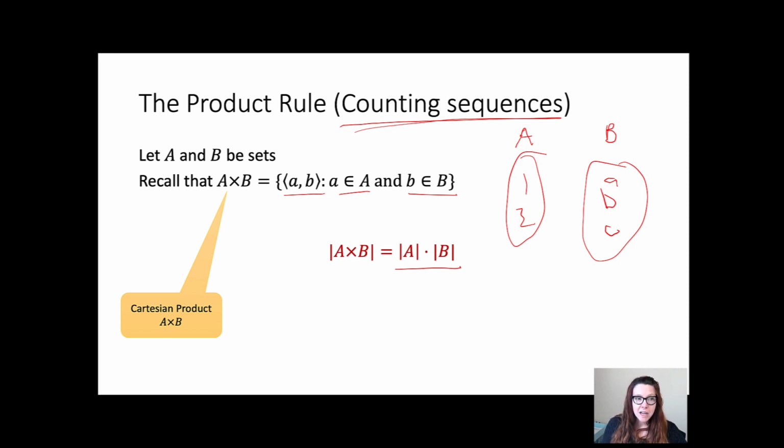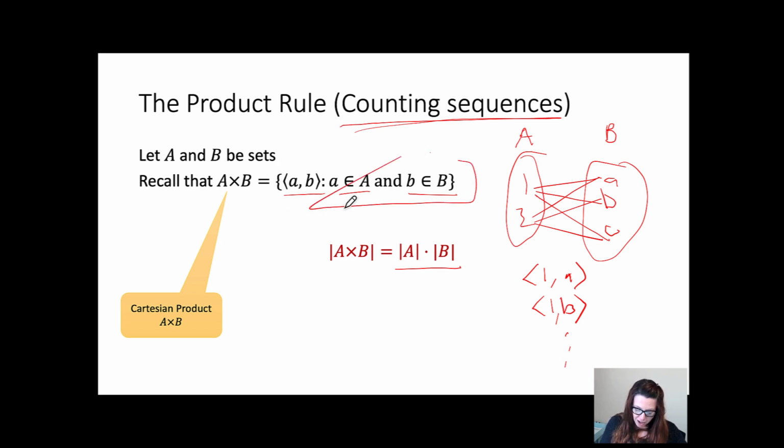Then what happens if we're creating this set? Then we're going to find every mapping. The Cartesian product, you'll remember, is every possible combination of elements from set 1 with elements from set 2. So 1A, 1B, 1C, 2A, 2B, 2C. Those would all exist, right? We'd have a 1A, a 1B, a 1C, etc. And that is what is a part of this set A cross B.